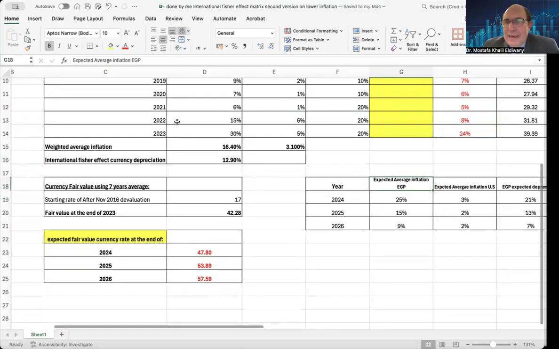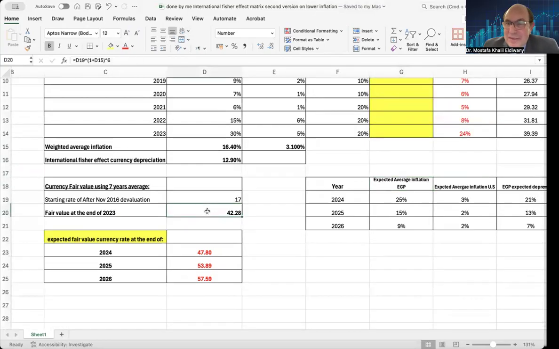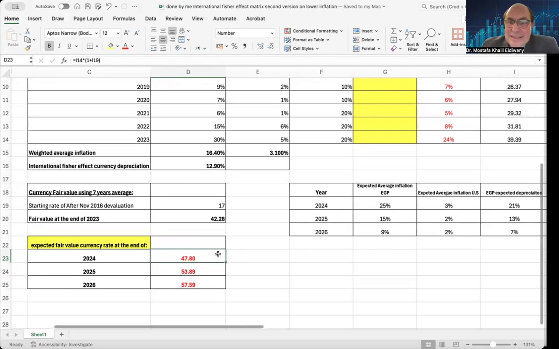For example, I actually made an Excel sheet about what should be the fair value of the Egyptian currency by the end of 2023 and in 2024. I posted this Excel sheet on my LinkedIn profile 20 days before the Ras Al Hikmah deal. At that time, the price of the dollar to the Egyptian pound in the parallel market was more than 75, and I said it is totally overvalued. The fair value is like that. Now let us look at that.